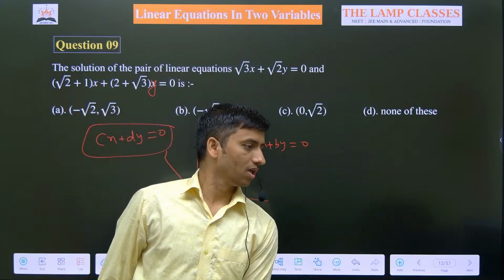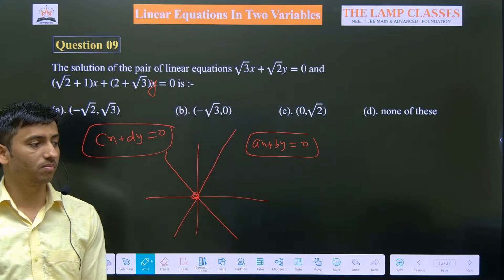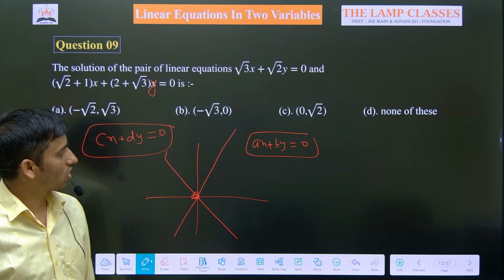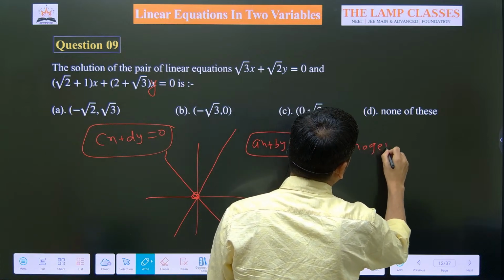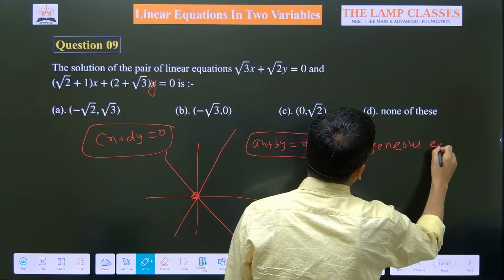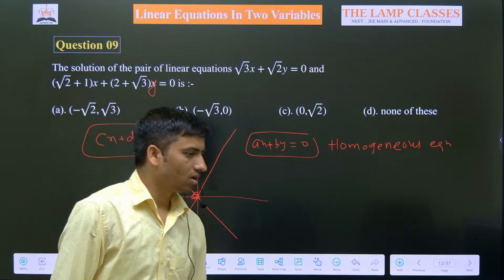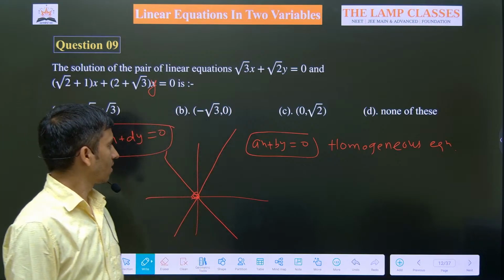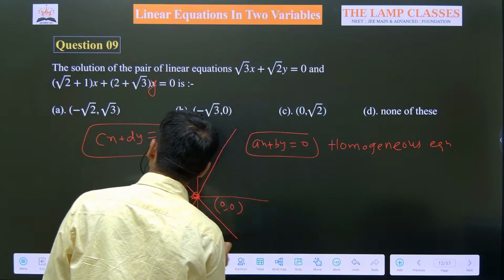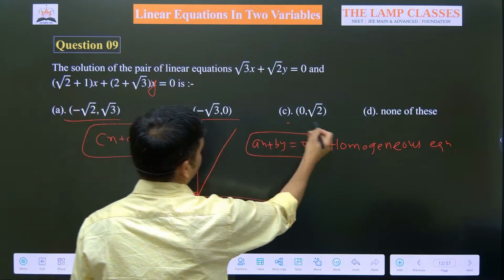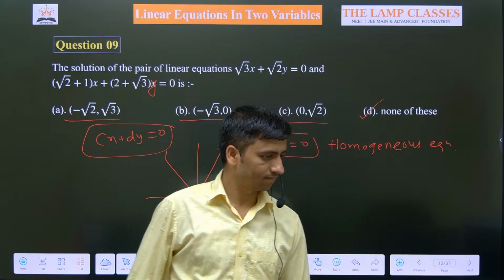Are you getting? Because it's also called homogeneous linear equation, guys. Now if there is no constant term present in the pair of linear equations, it's called homogeneous equation. So if we have a homogeneous equation, it always passes through the origin. So that's why the solution of this pair of equations must be 0 comma 0, but see the options, you don't have 0 comma 0, right? So that's why we have to mark option D.